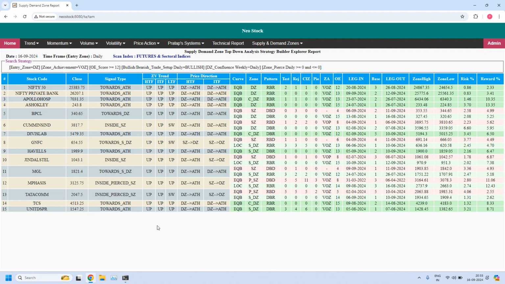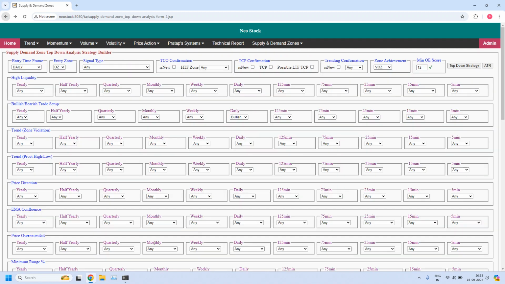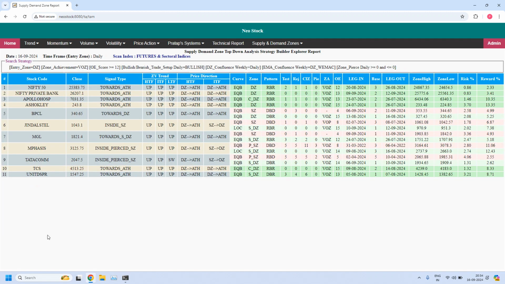If any of these zones are having weekly EMA confluence, it is even more high probability trade setup. So that's why I am going to look into the EMA confluence in the weekly time frame. I am checking weekly demand zone with weekly EMA confluence. So 11 stocks out of 15 are filtered. All these 11 stocks are supporting bullish trade setup for monthly income trade, and the daily zones are part of the weekly zones, and the weekly zone is having weekly EMA confluence.